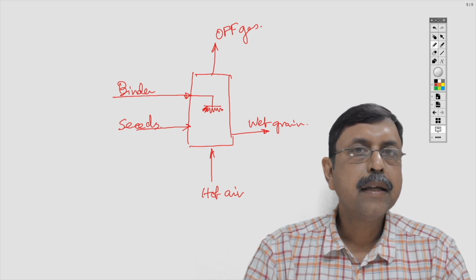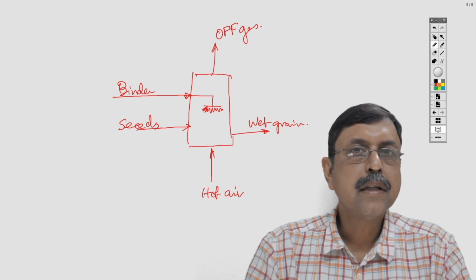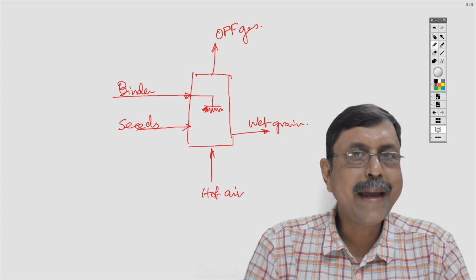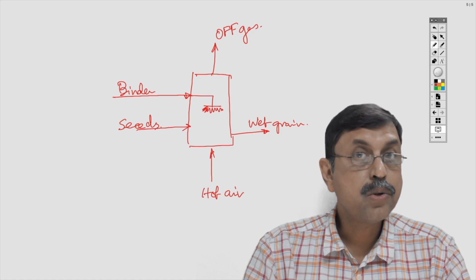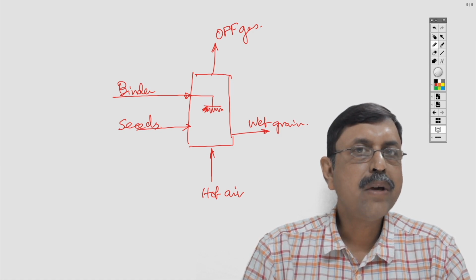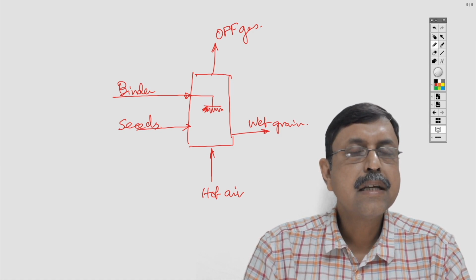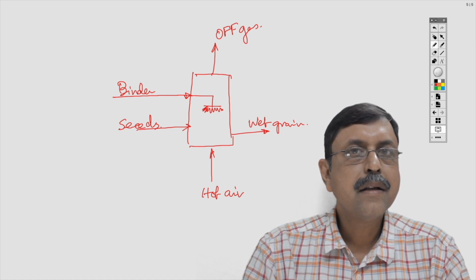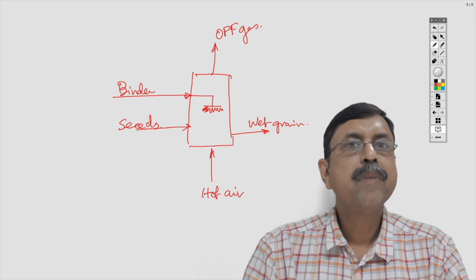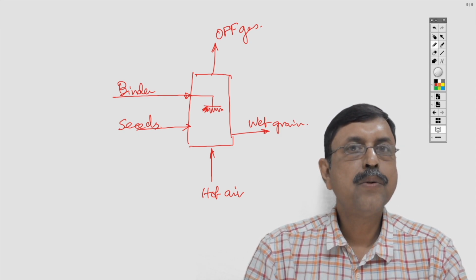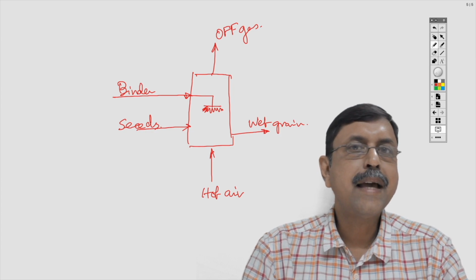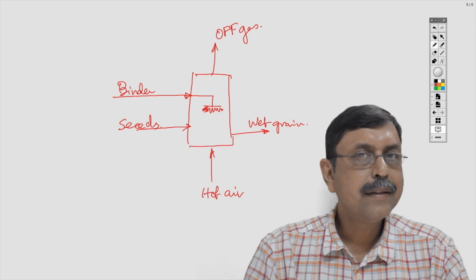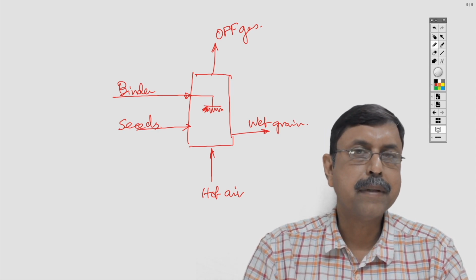Secondly, this dries up the granules, because obviously the granules will be wet due to the presence of binder. Now if it is highly wet, then it will be sticky, but we do not want that. We want the granules to be free flowing, so we want to dry them up by removing the extra amount of binder which is present over there. So this hot air serves that purpose.